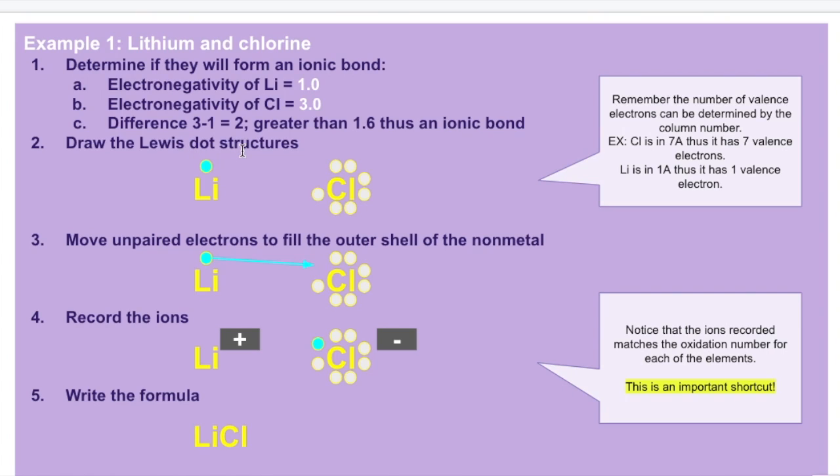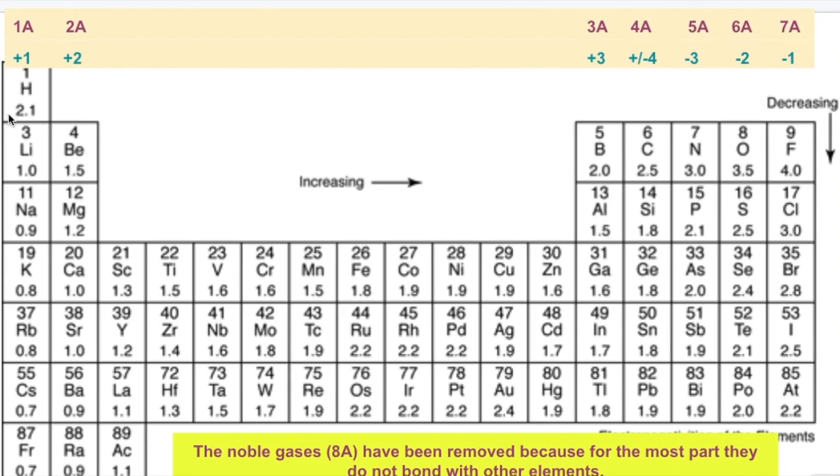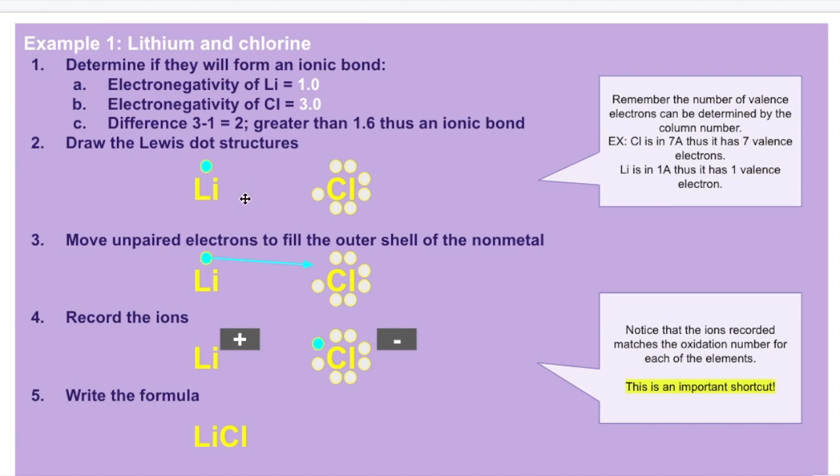Now we're going to draw the Lewis dot structure. I put a note here on what I just went over about determining the valence electrons. Because lithium is in column 1A and chlorine is in column 7A, lithium will have 1 valence electron and chlorine will have 7, which is what I've drawn. Remember that you need to pair them up properly when going around. Chlorine's pretty easy because only 1 is unpaired, but in my next example, I'll show you why it is important to draw them out properly.